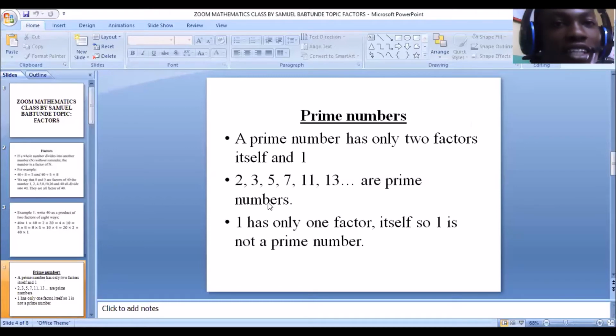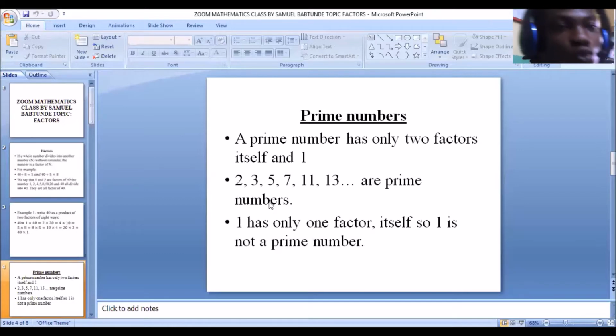So now we're moving to prime numbers. Now, what are prime numbers? A prime number has only 2 factors, meaning a prime number has only 2 numbers that can divide into it and leave no remainder. That is, it has only 2 numbers that can divide into it without any remainder. And these 2 factors are 1 and itself. A prime number has only 2 factors, itself and 1, meaning that it is only 1 and itself that can divide this number.